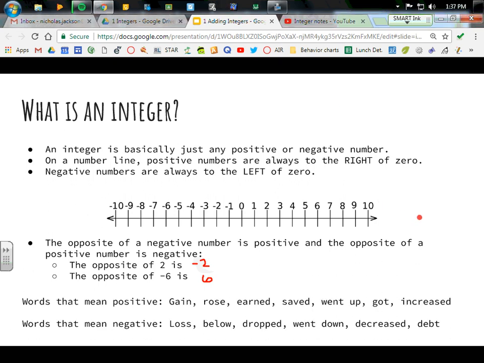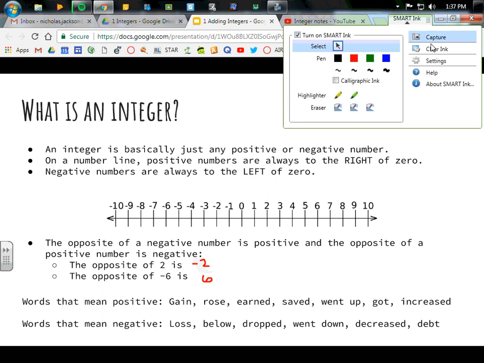Some common words that mean positive, like if you're reading a word problem, so a gain, especially talking about money, if something rose, like sea level rose or the temperature rose, those are positive. If you earned something, if you saved something, if something went up, if you got something, or if something increased. Those are all words that mean positive. Some words that mean negative would be a loss, below, so if something drops below sea level, a drop, or if something dropped, like temperature dropped, if something went down, if something decreased, or if you are in a debt.